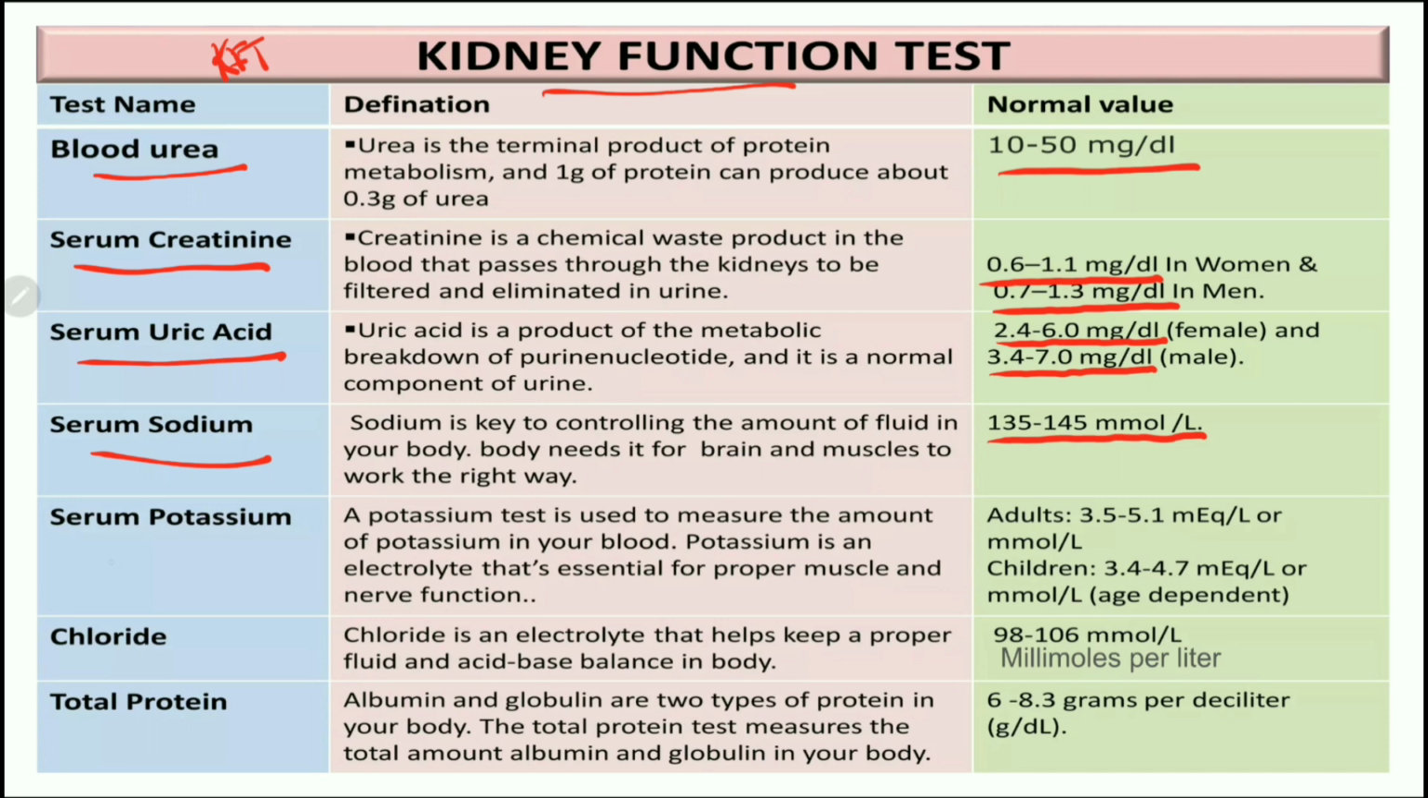The next electrolyte is serum potassium. The normal value of serum potassium in adults is between 3.5 to 5.1 milliequivalents per liter, and in children it is between 3.4 to 4.7 milliequivalents per liter. Why do we need potassium? Well, your cells, nerves, heart muscles need potassium to work properly. Almost all the potassium is inside your cells, but a small amount is in your blood. Your kidneys remove potassium in your urine to help keep the right amount of potassium in your blood.